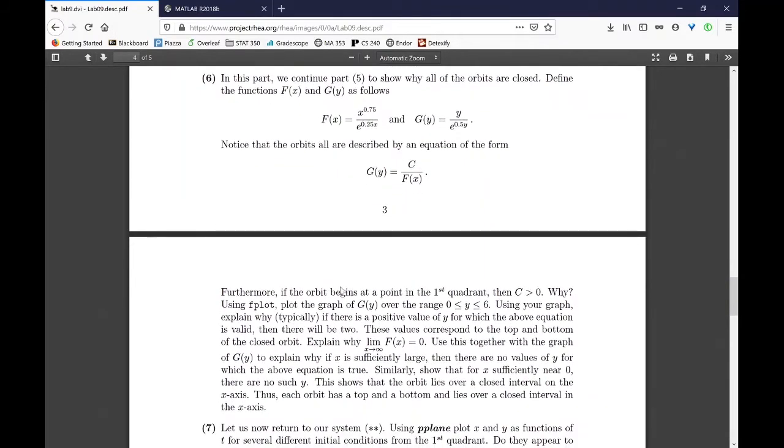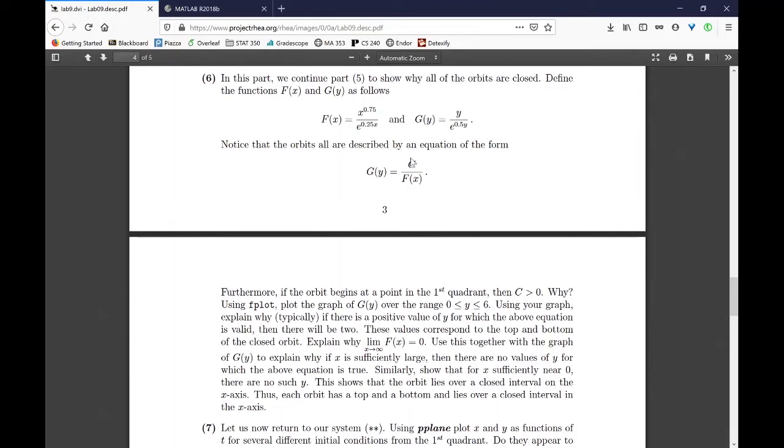So if the orbit begins at the point in the first quadrant, then c is greater than 0. Why? Well, if it's in the first quadrant, then x is positive, which means that f of x is positive, and if it's in the first quadrant, then y is positive, which means that g of y is positive. So positive, positive means that c is also positive.